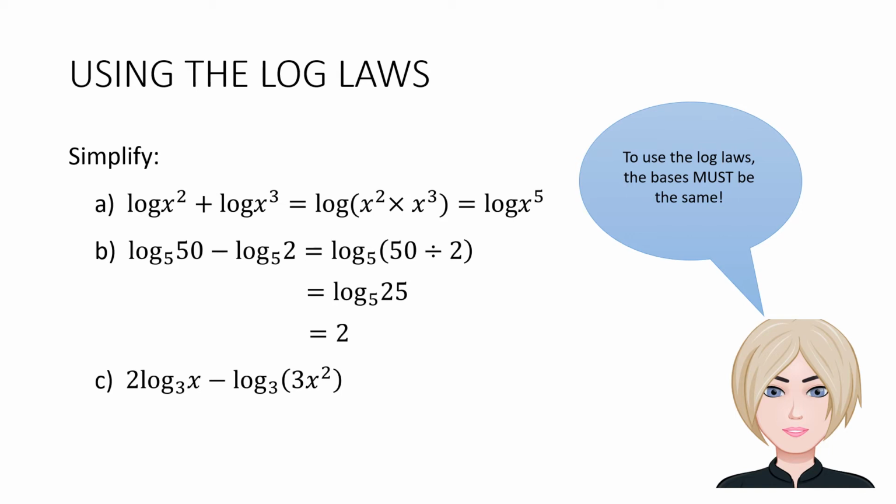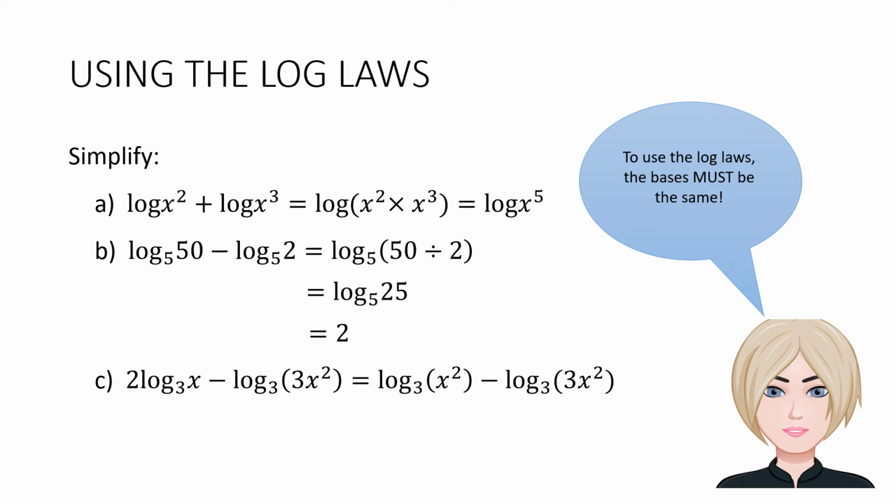And how about this one? 2 times log base 3 of x take away log base 3 of 3x squared. Now we've got a problem here because we can't have a number at the front. All our log laws are just set in terms of log of something, take away log of something, or log of something plus log of something. Nowhere does it say 2 lots of log of something. So we need to get rid of this 2. Now what we're going to do is use the third log law. This 2 can come up the top here as a squared. It's kind of like the reverse of that log law.